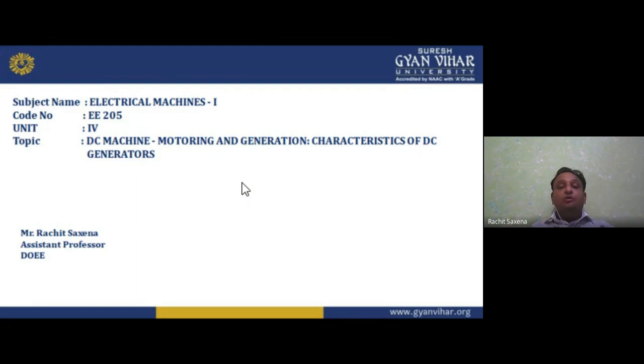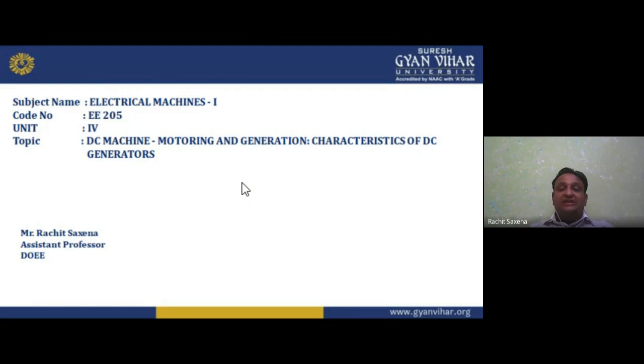Then we have studied about DC machine motoring and generation. Motoring and generation means motor and generator. Now, if I'm talking about the generator, we have types of generators. The types of generators are based on excitation. Excitation means how we generate, create, induce, or produce flux in a machine, because we want to make electromagnets. So we excite the winding to develop or induce a flux. That is known as excitation.